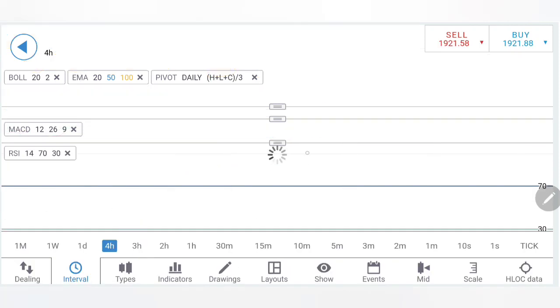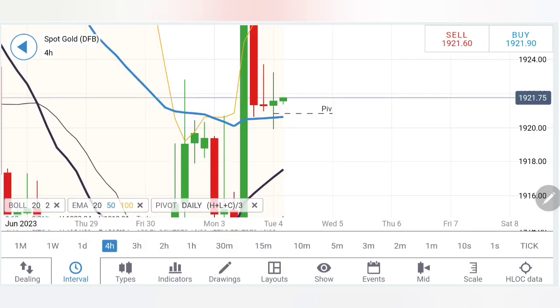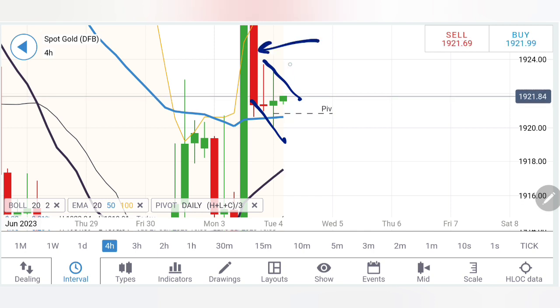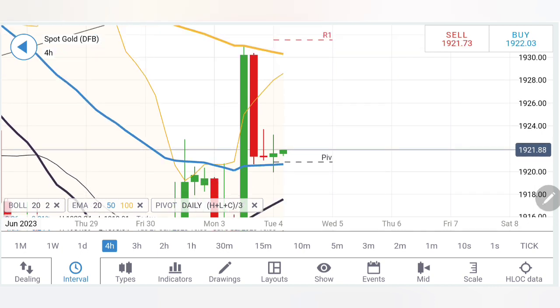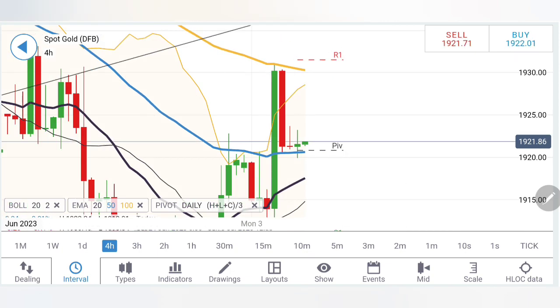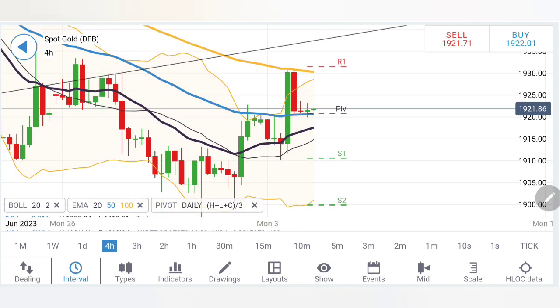RSI is almost flat, and on the 4-hour chart, a couple of things to note: lower highs, lower lows in the previous two candles, and this is coming after a big red candle. Hence, we have to wait for it to now break past 1924-25 levels. Rather, I will say you can buy at 1924. First, we have to wait for 1930 levels, the first resistance, and beyond that 1930-32, and then 38-40 levels to be seen there.